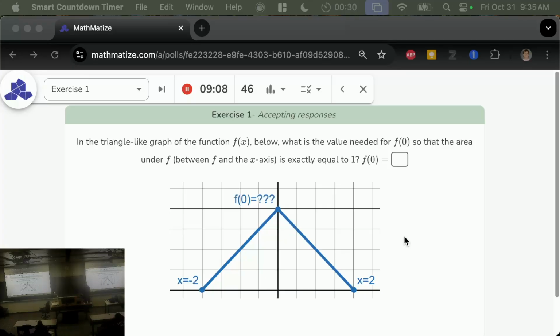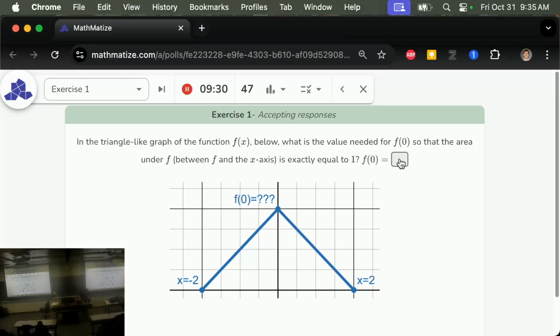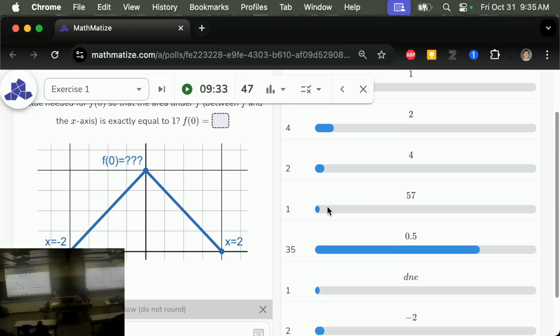You have to use the formula 1/2 base times height. In this problem, the base is 4. You could also do 2 triangles with base 2 each. That would also be fine if you want. But I think it's easier to say the base is 4. And so if we use the formula 1/2 base times height, we get 1/2 times 4 times the height has to be equal to 1. And if you solve, you get, drum roll, what do you get? You get an answer of 0.5.